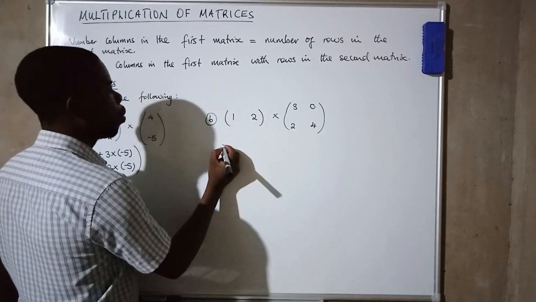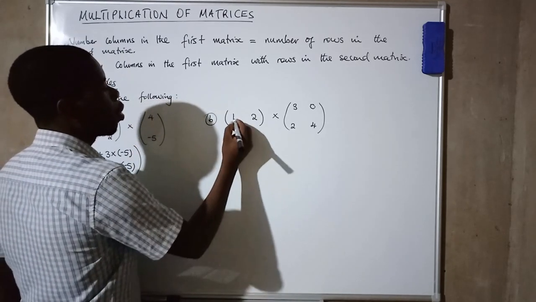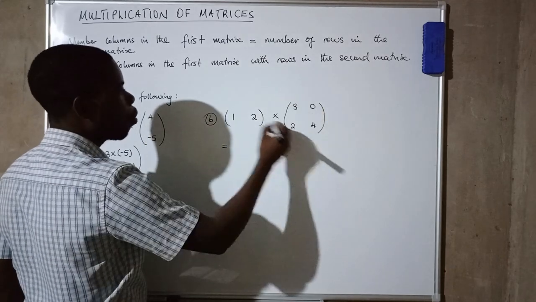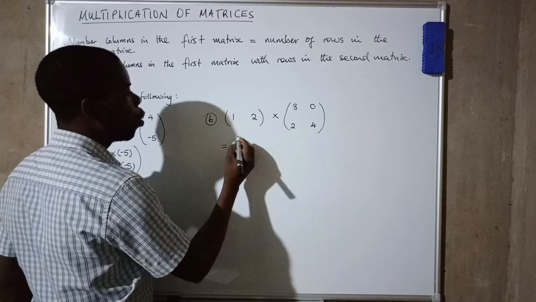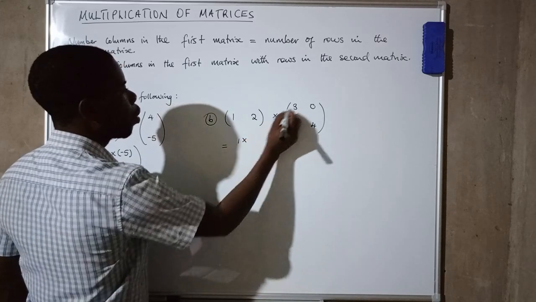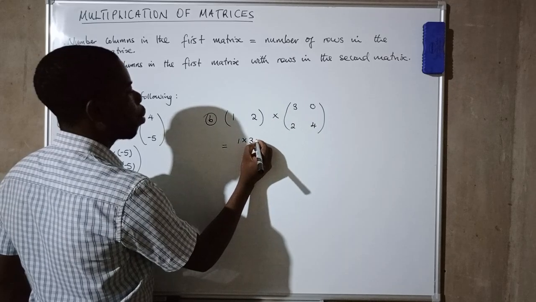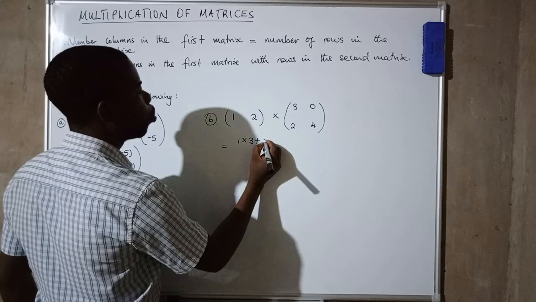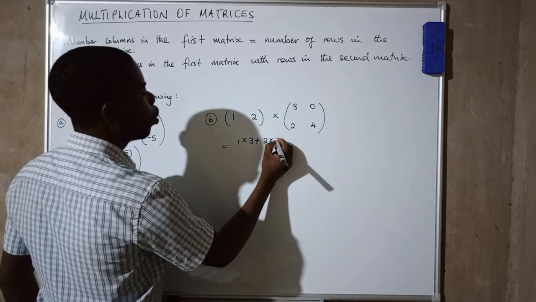We can do like this. So say equals the number of columns by the rows and the same column by these rows. So we'll have 1 times these 3 here, then plus 2 times 2.